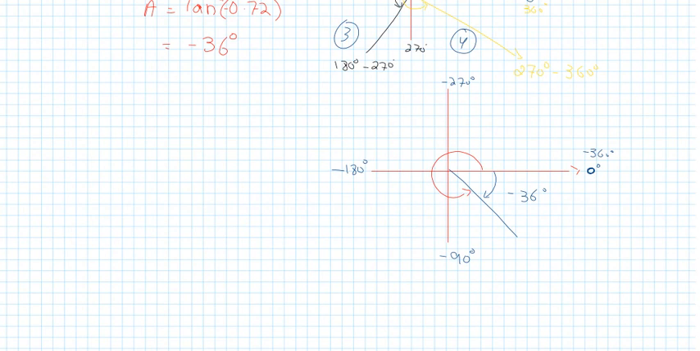Subtract it from 360, right? Why am I subtracting from 360? Because the whole circle is 360, and if I want to remove this from it, I have 360 and then take away the 36. So to find the measurement in the positive, you're going to do 360 minus 36, and that's going to give you the answer. Okay?